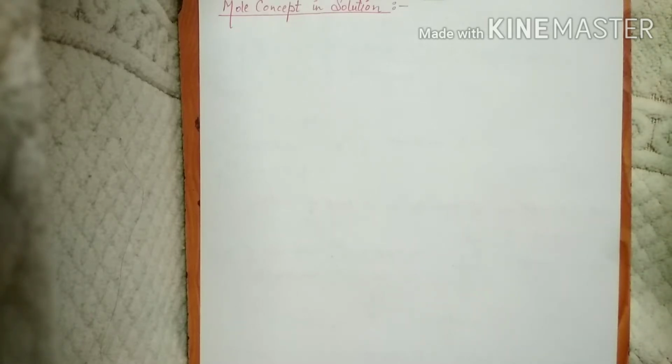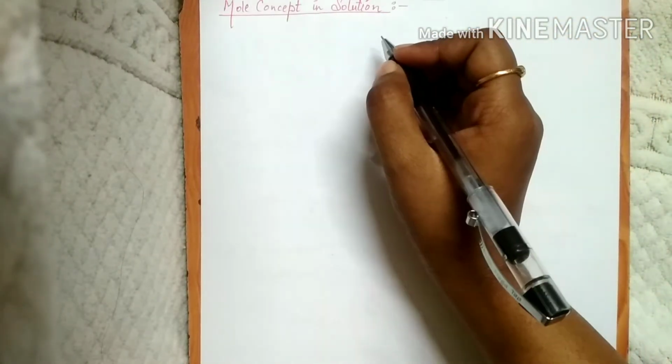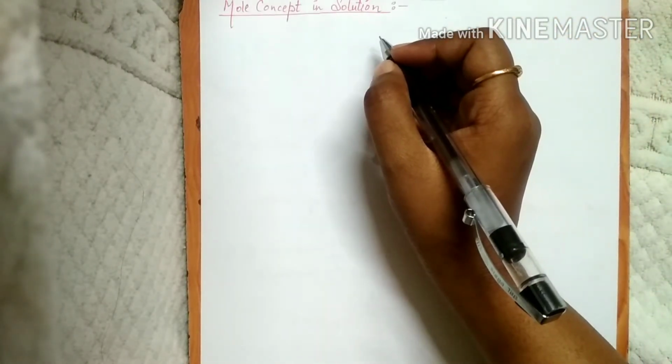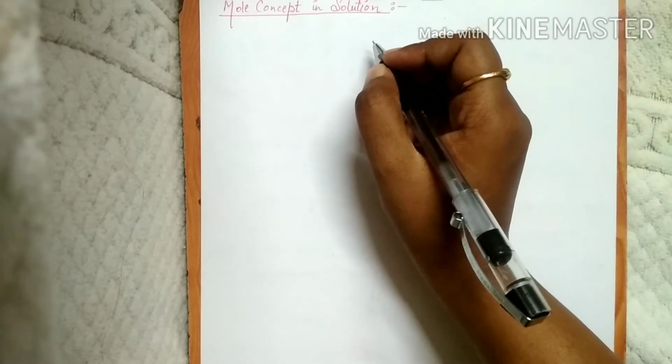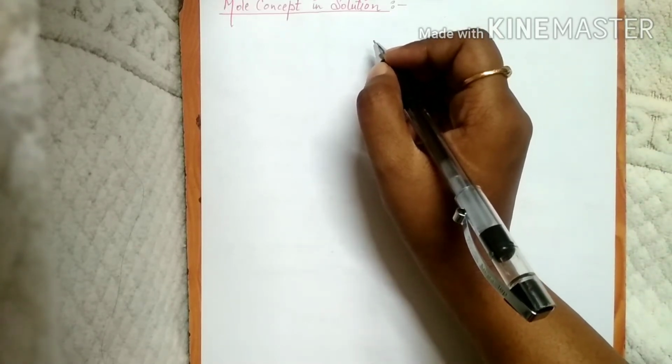So in the previous video of general concepts of physical chemistry, we studied the mole concept of particles, atoms or molecules, basically those entities which can be measured or weighed. So in this part we are going to study the mole concept of solutions. For studying this, we need some terms like molarity, molality, normality, etc. So first we are going to study molarity.